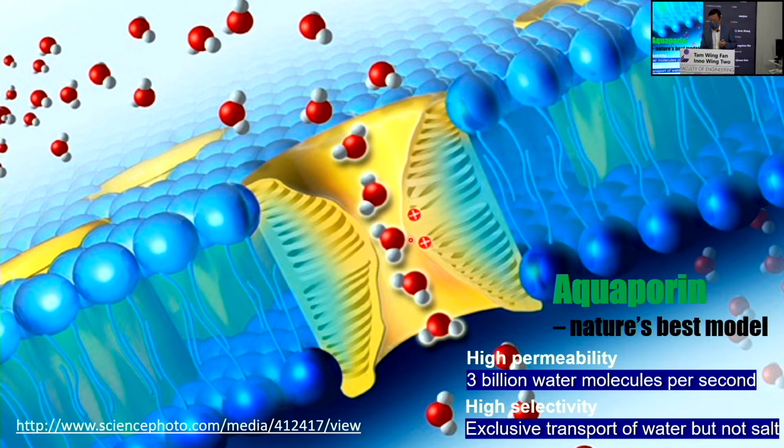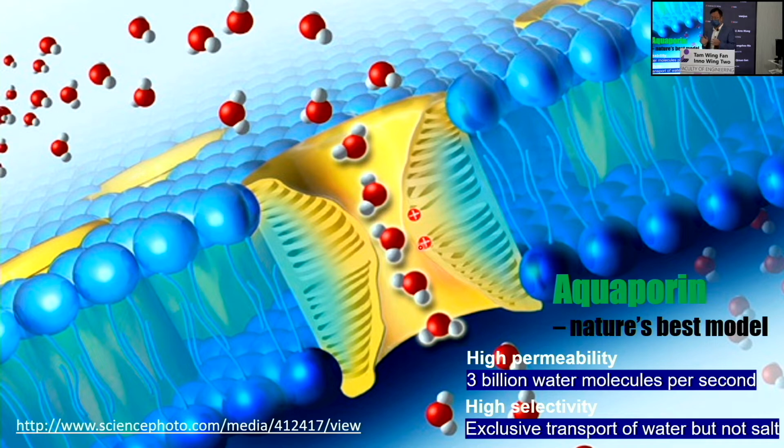And at the center of this pore, the size is around 2 angstroms, which is good enough for water molecules to pass through, but ions would be excluded. Even protons will not be able to pass through this kind of channel because of the charge regulation. They have this kind of charge regulation here, which will repel protons.